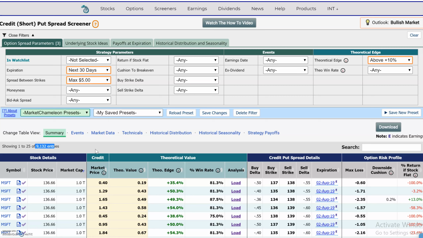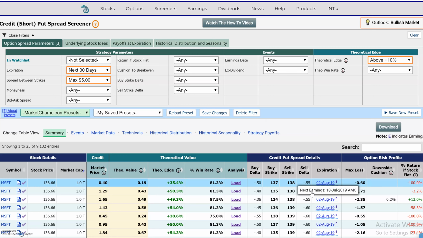Then another thing, when you're doing a credit put spread, your outlook is bullish, right? You have a bullish outlook, and you probably want to check any type of news or any kind of event that could impact the price negatively. And you could do that research.